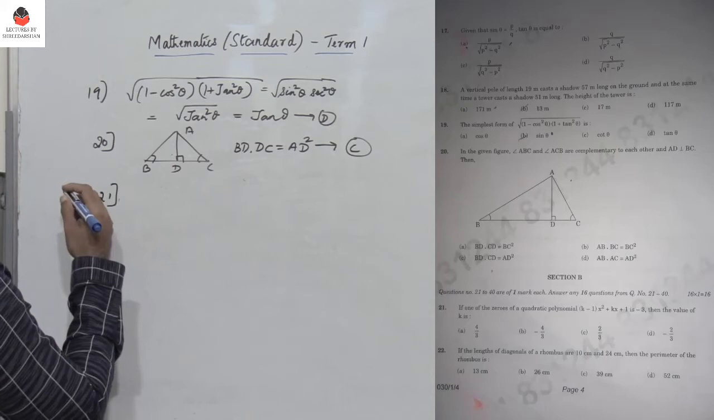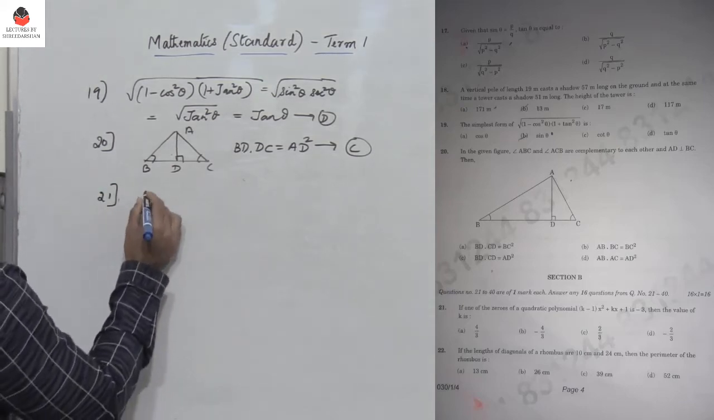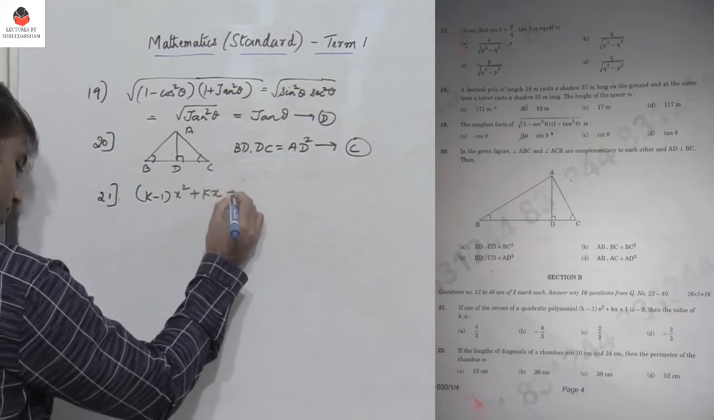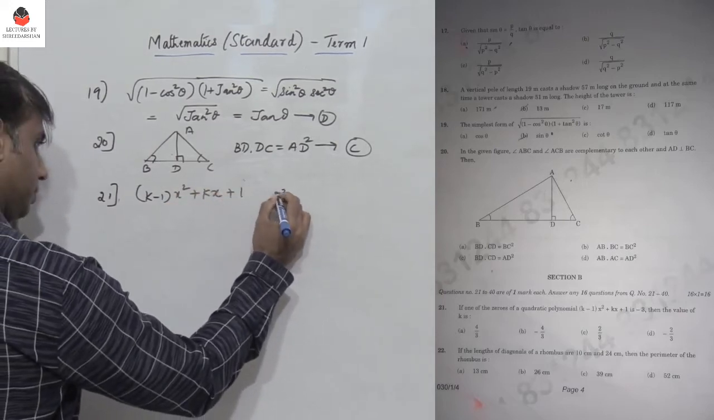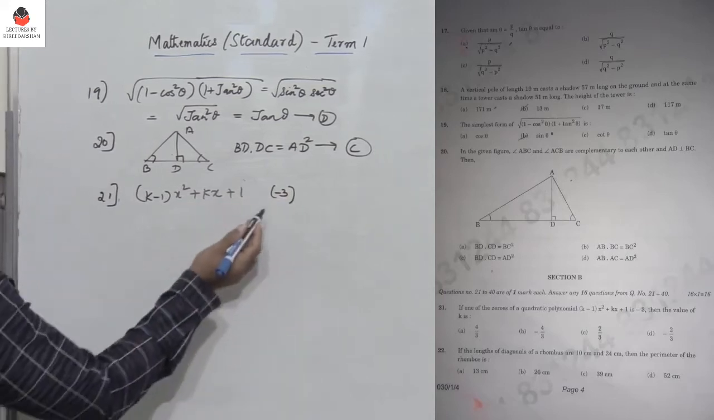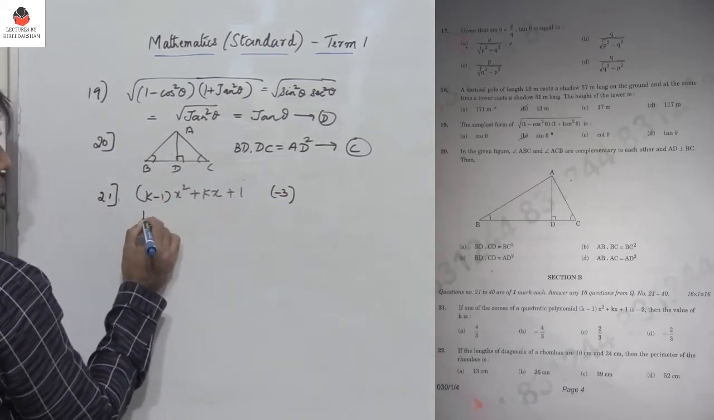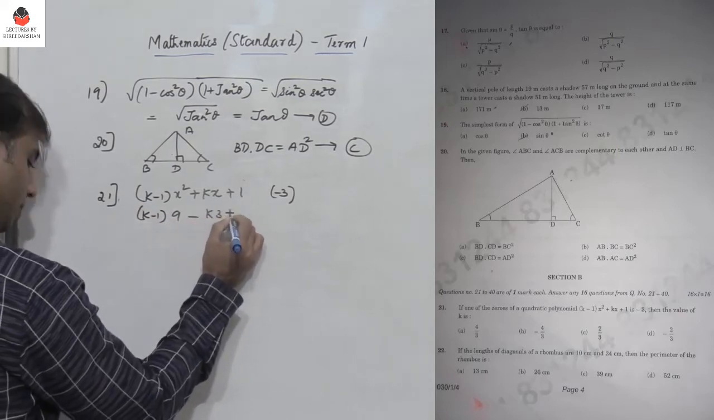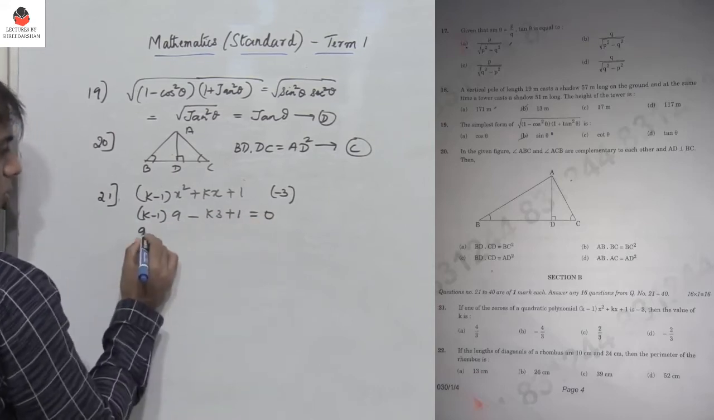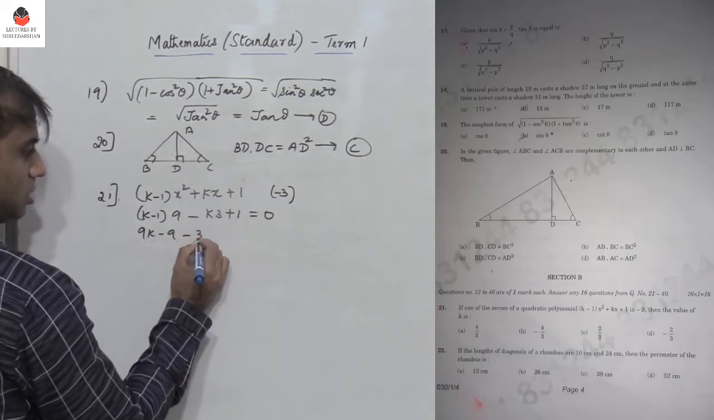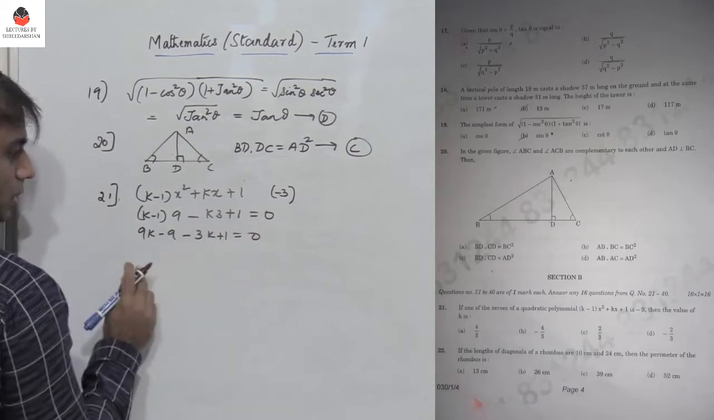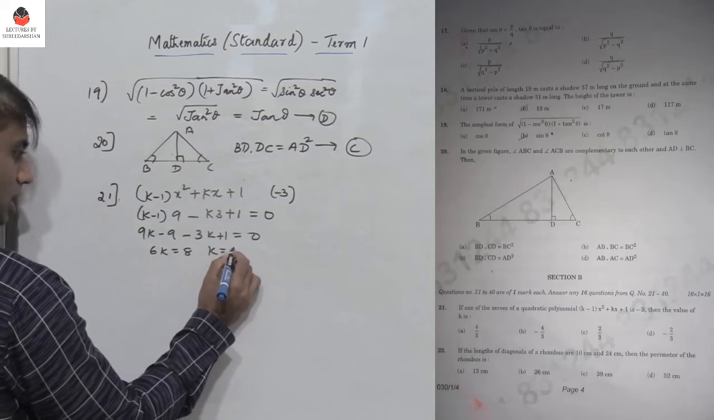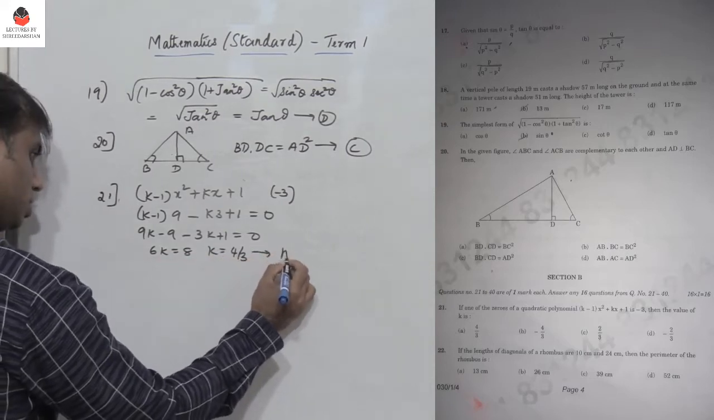21. One of the zeros of the polynomial (k minus 1)x² plus kx plus 1 is minus 3. So the value of k is, so put minus 3 in place of x. So I get (k minus 1) into 9 minus 3k plus 1 equals 0. So this is 9k minus 9 minus 3k plus 1 equals 0. Right? So you get 6k equals 8, or k equals 4 by 3, which is option A.